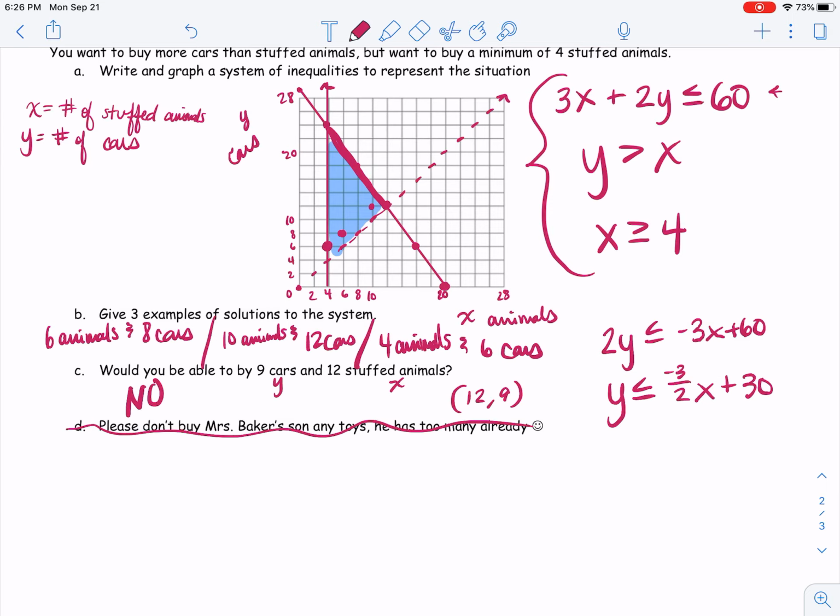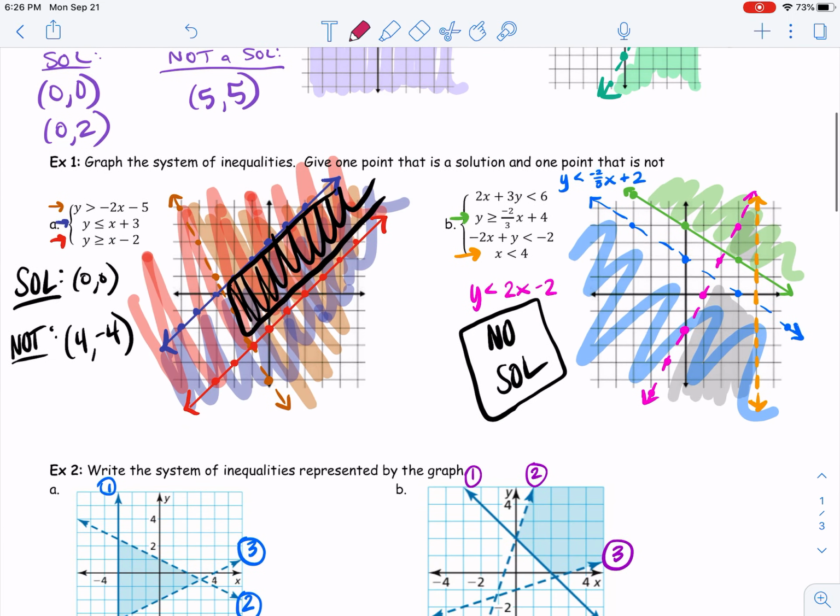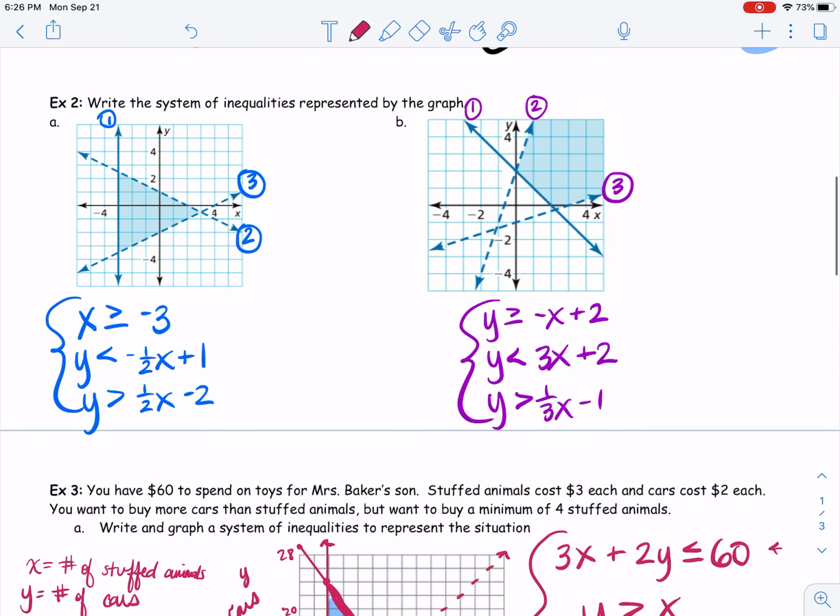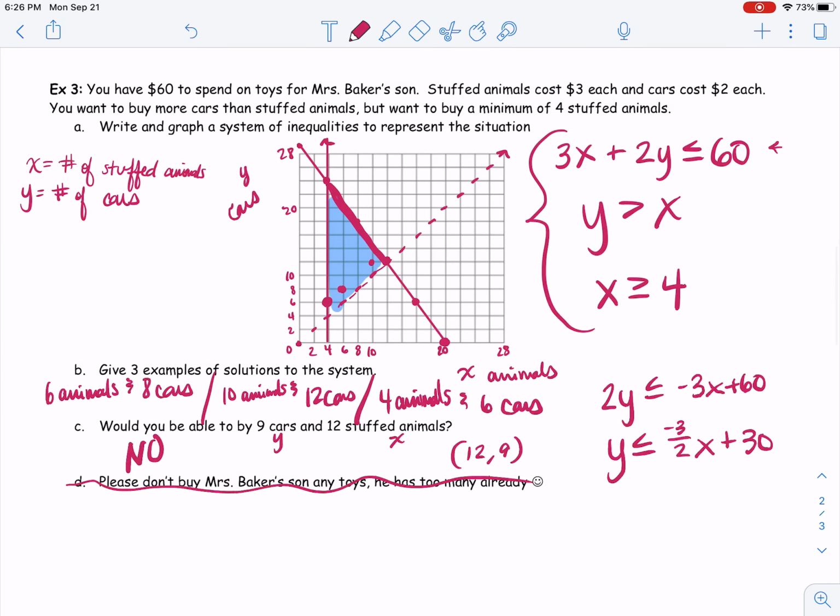So anyways, there you have it. You have given the system, graph it, given the graph, write the system, given a word problem, create your own system and graph it to determine your solutions. That's it. Bye.